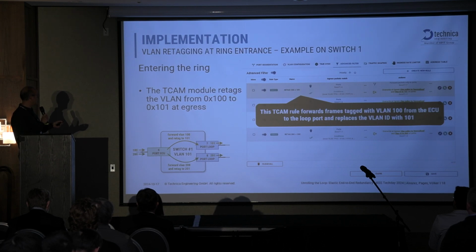For instance, in the switch number 1, we need to retag the frames that are coming from the ECU to VLAN 101 and 201. So later on, the VLAN membership access that we have defined in the previous slide can drop the frames and break the loop.